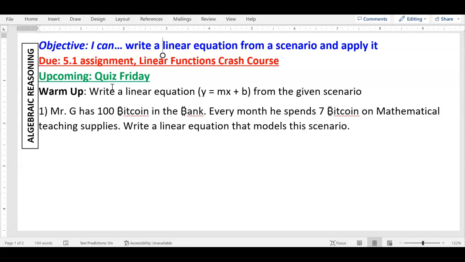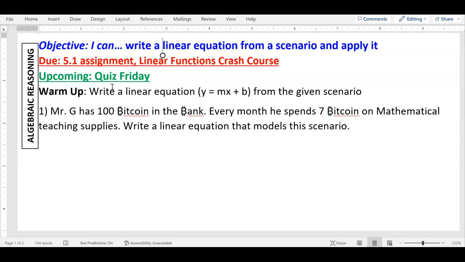All right, so we're going to write a linear equation. I know this has been kind of easy, old school stuff you should have already known. However, this one has a little twist to it, potentially. Let's read it. Mr. G has 100 Bitcoin in the bit bank. Every month he spends 7 Bitcoin on mathematical teaching supplies. We want to write a linear equation that models this scenario.